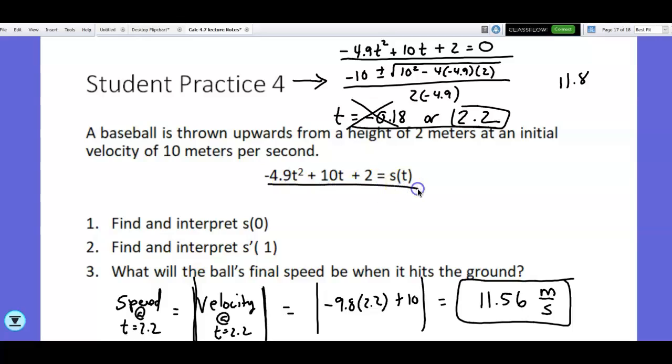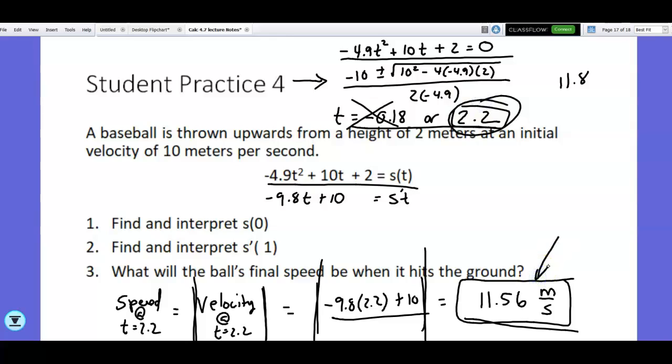The velocity is the derivative of the position function, which we already know to be this. So if I plug in 2.2 into my velocity function, I get negative 11.56. But since we want speed, we take the absolute value and end up with a positive output of 11.56 meters per second. So the ball lands on the ground at 2.2 seconds, and when it does so, it's going at a speed of 11.56 meters per second. And that's the end of it.